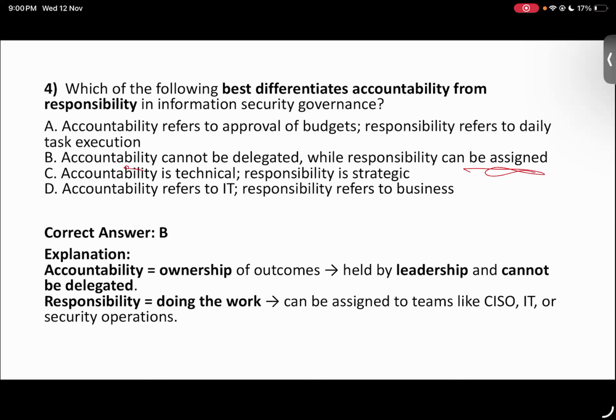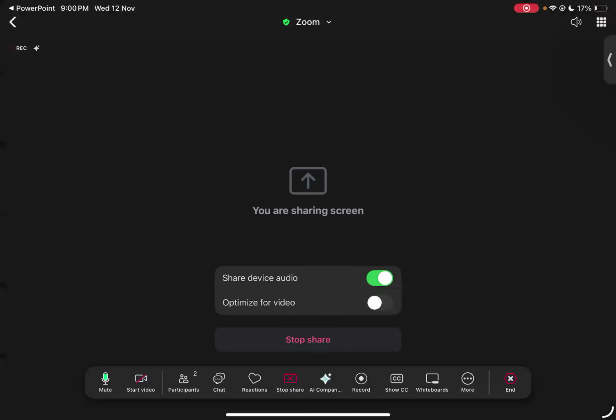So accountability is basically your government, like your stakeholders, they are accountable. Responsibility is the team management, or the CISO or the IT team, to implement the controls. So they are saying that accountability cannot be delegated, in the sense that I will not push it and say that this happened because of you, correct? So this is what we need to ensure.